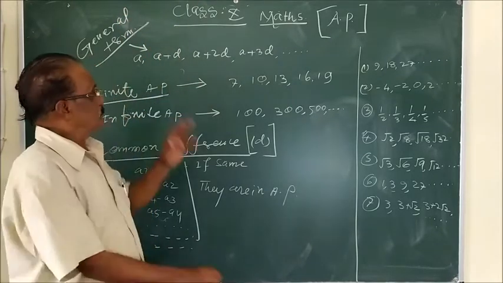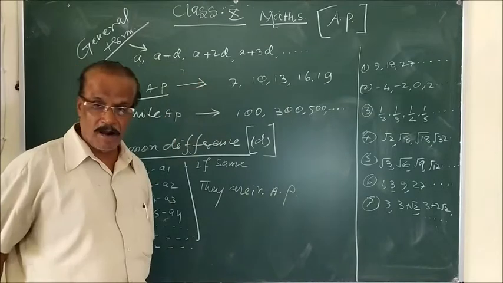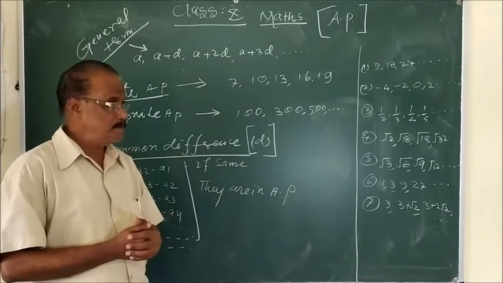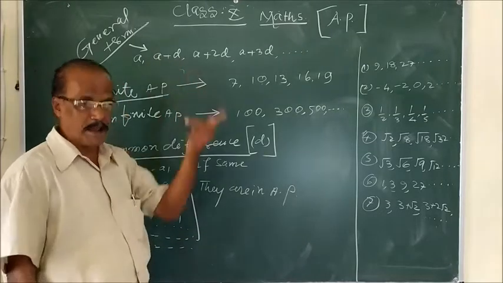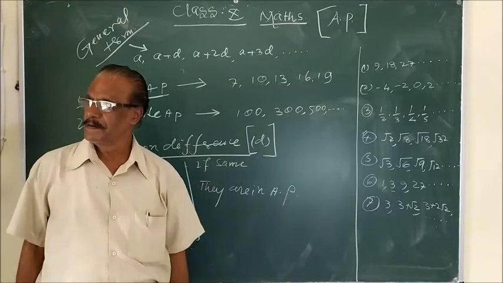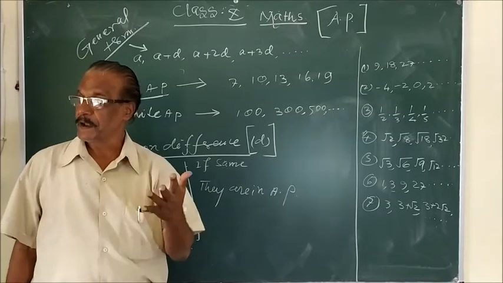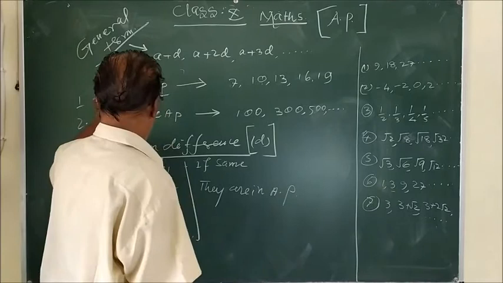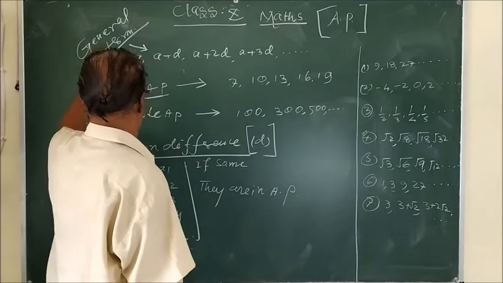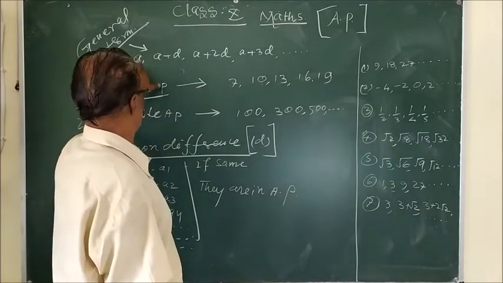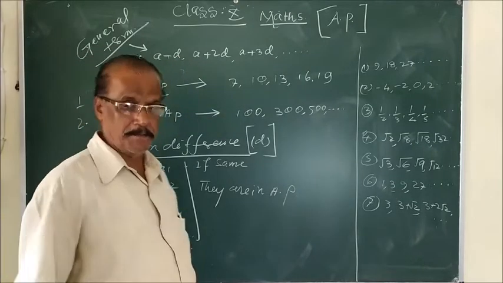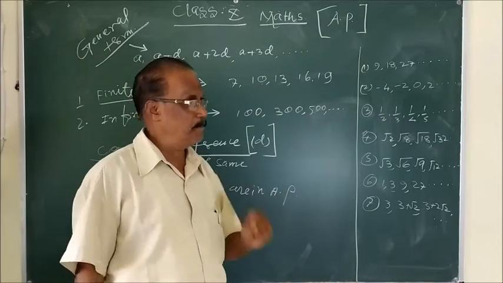This is what we call the general term of AP. And in the next exercise, you will learn the nth term, as I said, 50th term, 100th term. So finite, infinite, you understand. General term, you understand. If we know the first term and common difference, we can create the AP. We can write the AP.